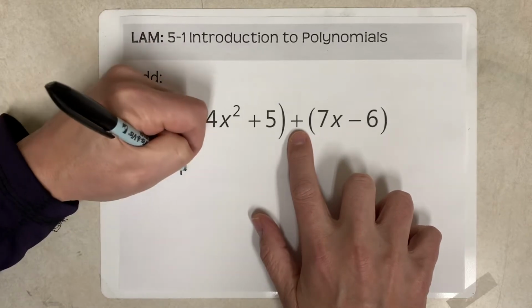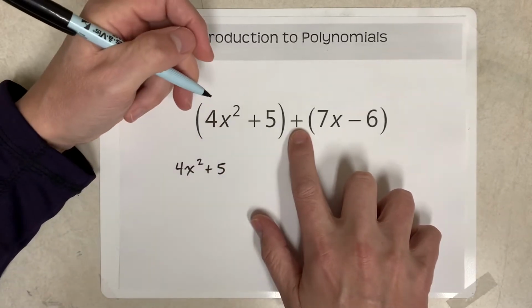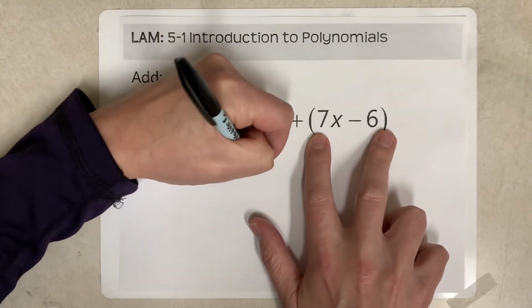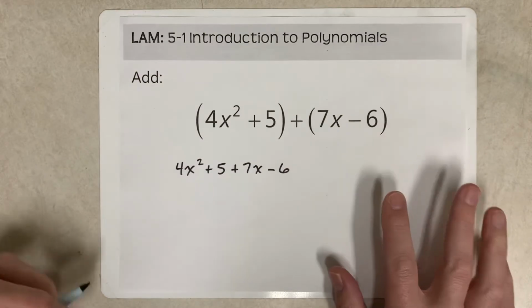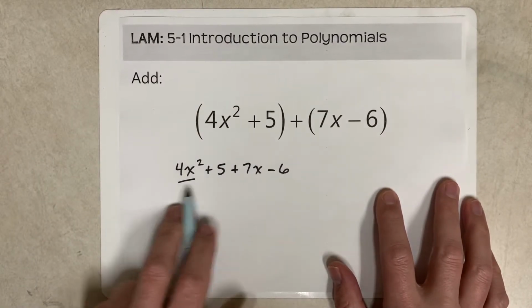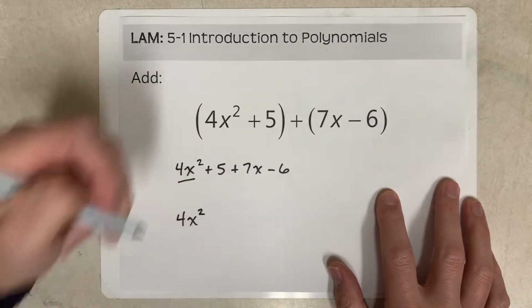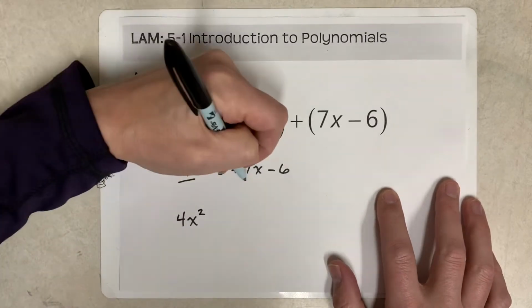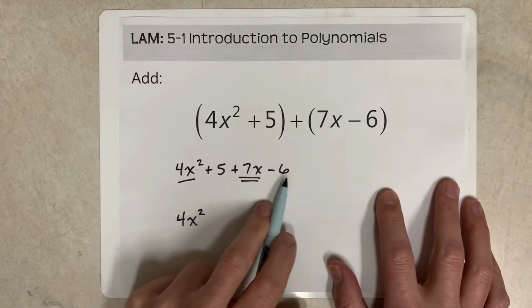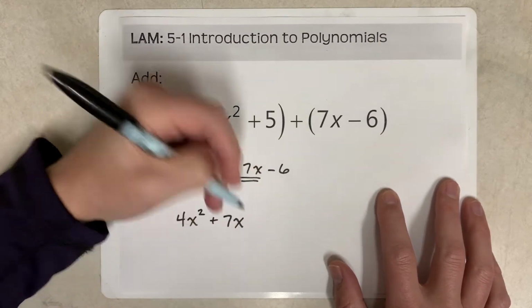So remove parentheses, 4x squared plus 5. Okay, remove these parentheses, so plus 7x minus 6. So we have a 4x squared. Is there any other x squared term? I don't see one. So we're going to bring down that 4x squared because there's nothing to combine it with. Now you have a plus 7x. Do I see any other term with just an x in it? And the answer is no. So I'm going to bring that one down all by itself.